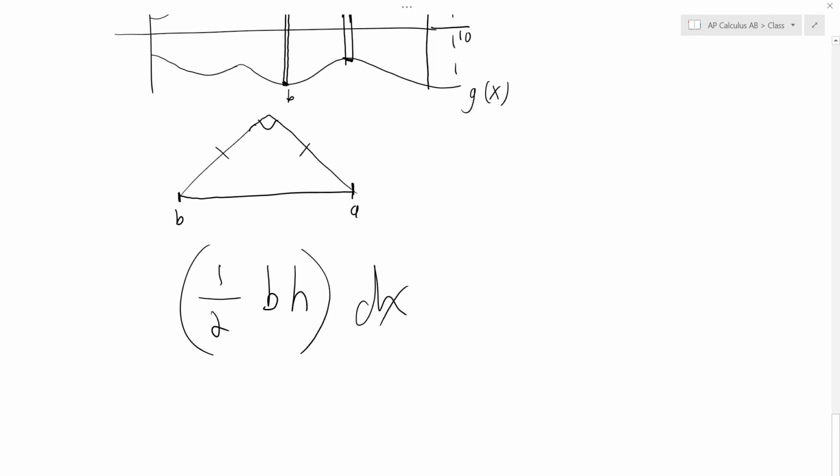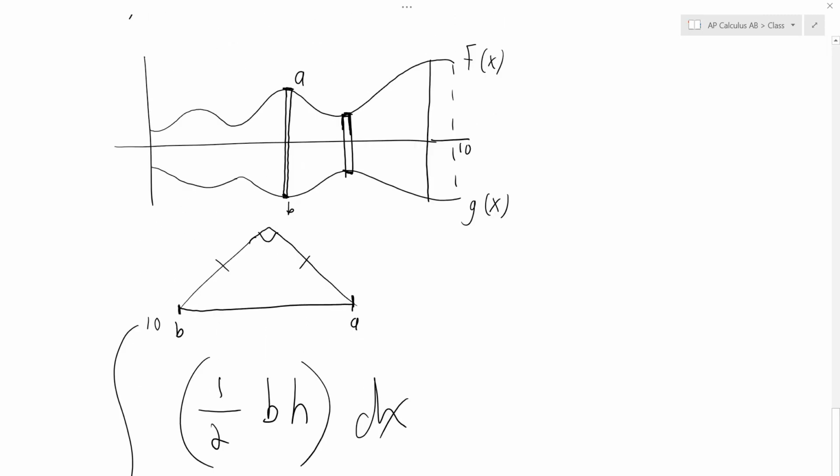I want to add them all up from 0 to 10. What's the problem with this integral? What's it depend on? Well, we need it to depend on x because I have a dx at the end. I can't have a b and an h in there. I have to get rid of them. Luckily, the base is exactly what I see in the xy plane. It's this length right here. How far apart are those two curves? f of x minus g of x.